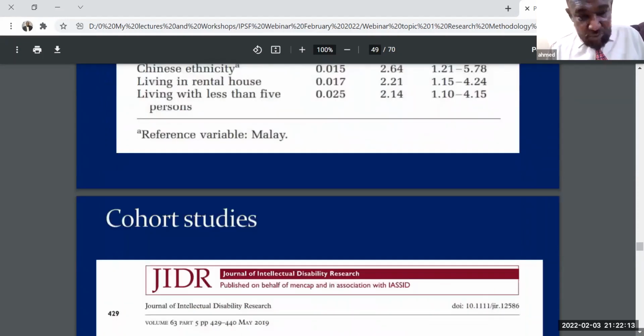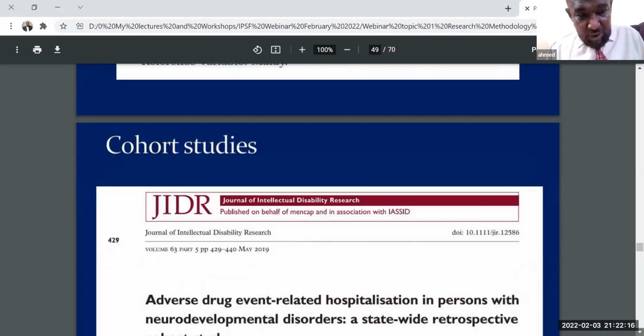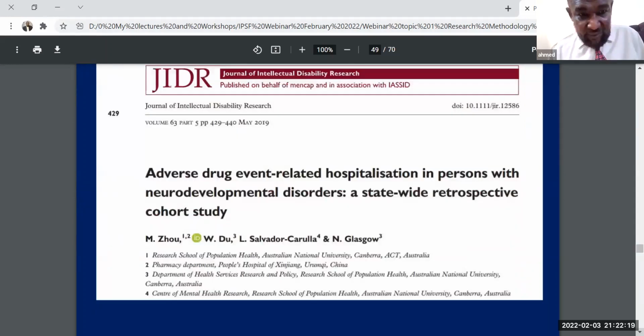Then another example, another paper. This one is about adverse drug events related to hospitalization in persons with neurodevelopmental disorders. This one is cohort, so it's not case control, it's a retrospective cohort study. So now this is an example about cohort study, and we will see that cohort studies are of two types, either prospective cohort or retrospective cohort.